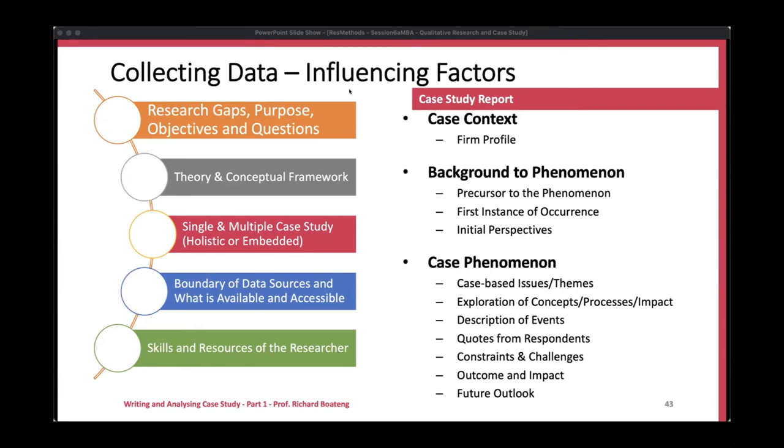Now, so you have the case context. Now, let me just ask a question. Maybe the person who just asked me a question can answer. When you take any institution, any firm, any qualitative research study, why do you think that a person cannot just write on the background, the phenomenon, and the case phenomenon, and just forget about the case context? Why is the case context necessary?